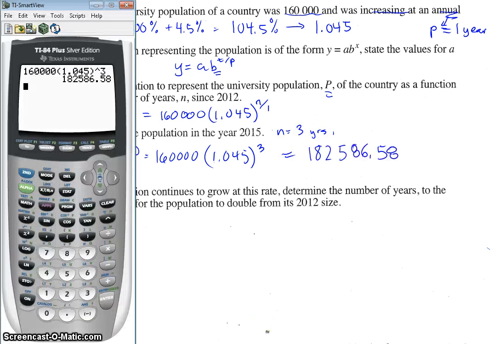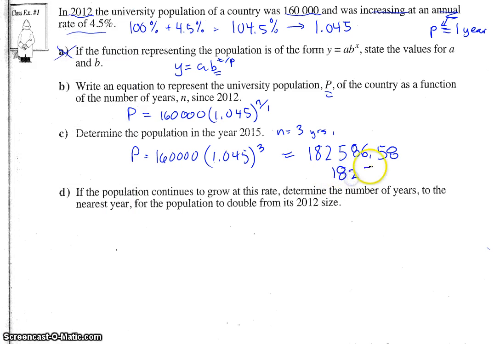Okay, so we put that in our graphing calculator, 160,000 bracket 1.045 to the exponent of 3, and we should have gotten this. Now, this is population, right? So does it make any sense to have 0.58? No, you can't have 0.58 of a person. So we would probably round that down, 182,586, and that would be people, I guess, or students.